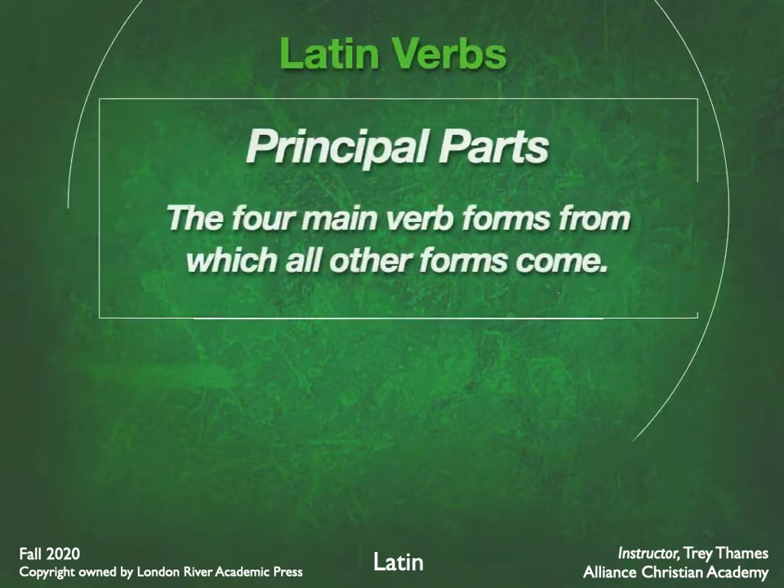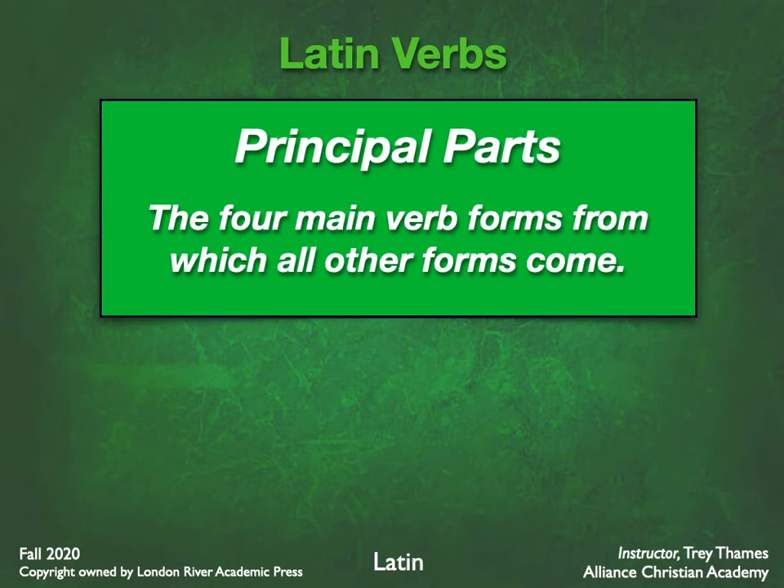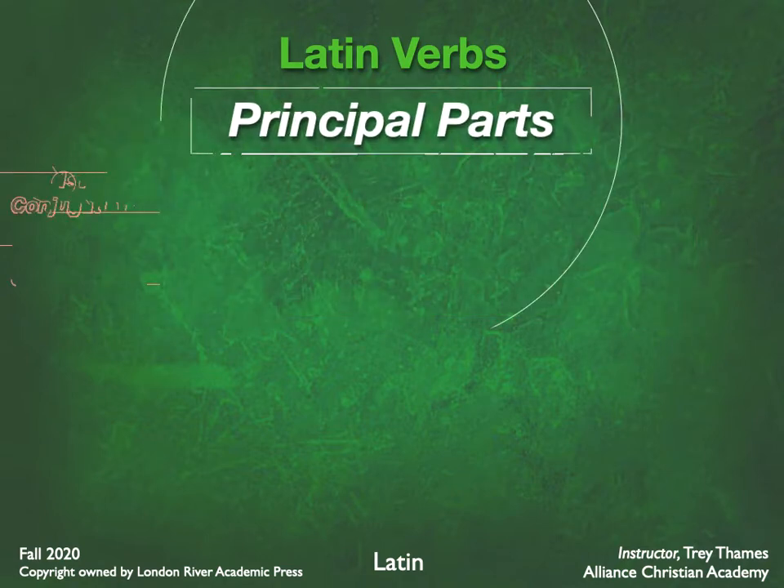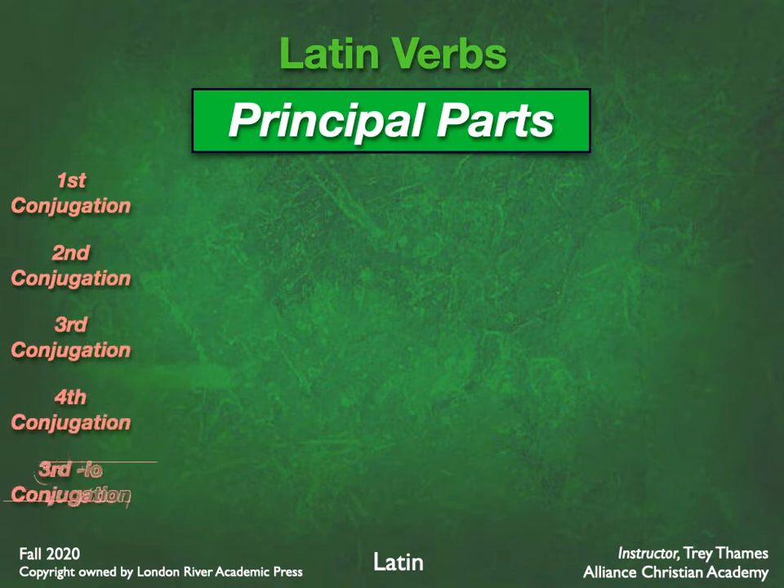In Latin, of course, every verb, or almost all verbs, have what we call 4 principal parts. These are the main, or the 4 main verb forms from which all other forms come. Principal parts. This is the 4 main verb forms from which all verbs come. And we learned basically 4 or 5 different conjugations that all look slightly different.